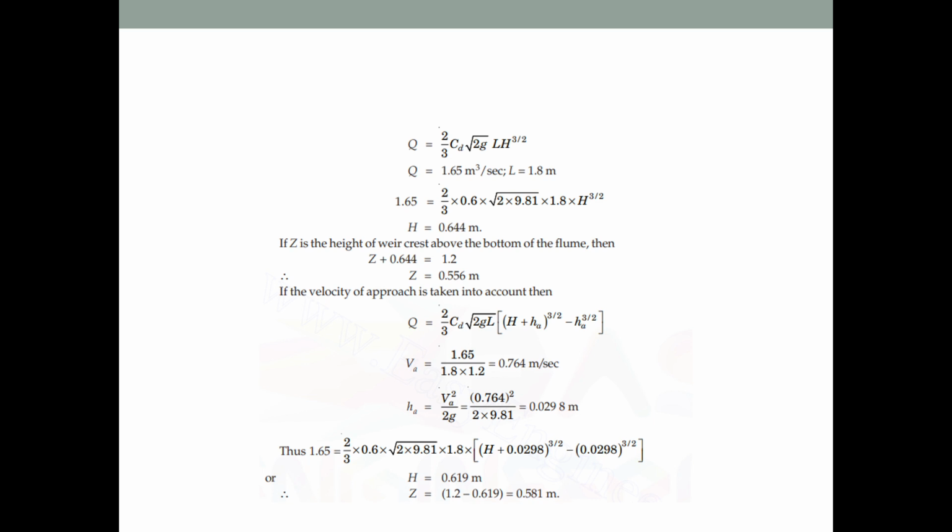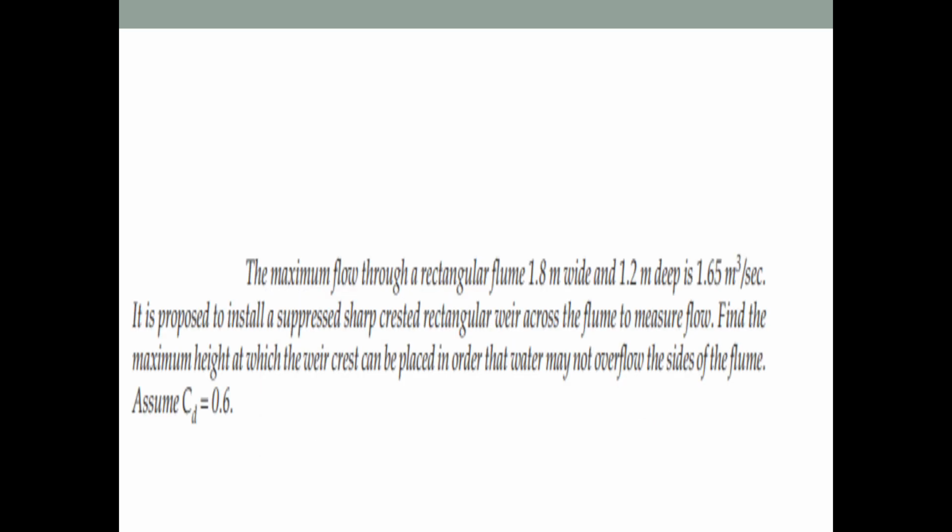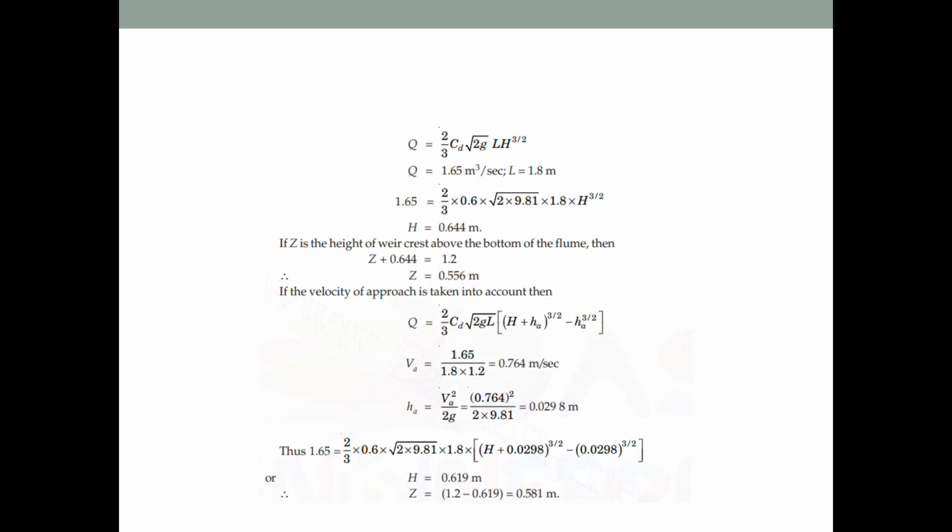So we are getting the value of H as 0.644 meter. Here Z is the height of the weir crest above the bottom of the flume. The depth of the flume is 1.2 meter, so Z plus 0.644 should be equal to 1.2, so that there is no overflow. Now the velocity of approach will have to be taken into account.